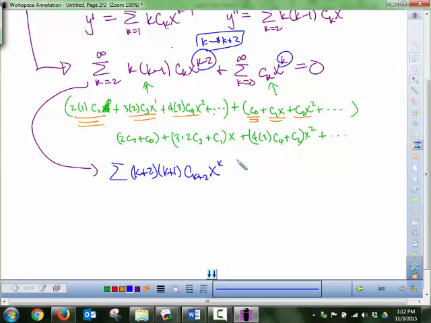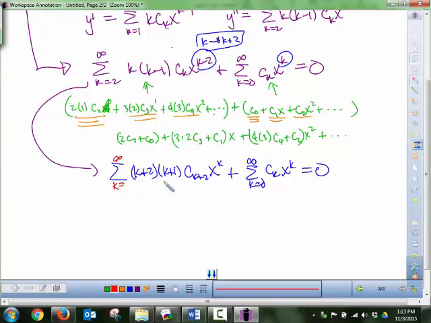Right? Now that's great because now my second summation has the same power and has a matching power. What did I leave out? I left something out here purposely. What did I leave out? So, first summation.